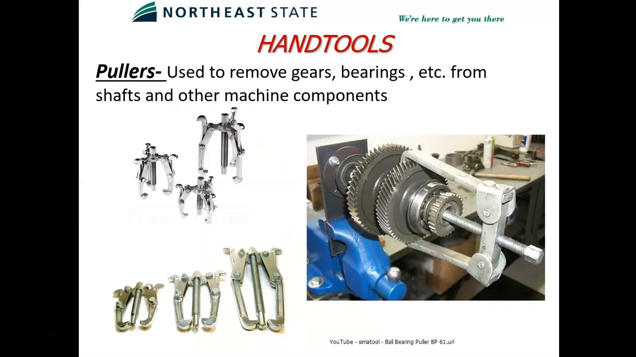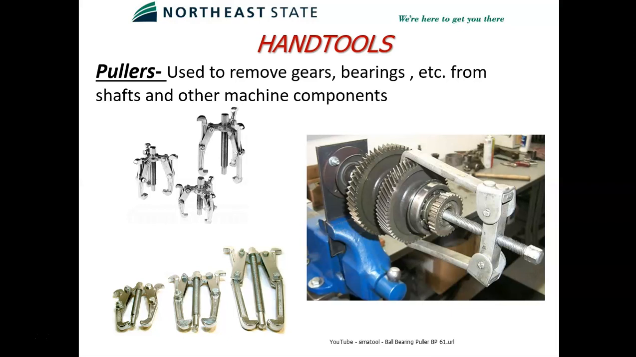Pullers. So we've got 3-jaw and 2-jaw pullers shown in the pictures. There's really no difference in them. The 3-jaw is just going to put the pressure or the load in 3 points across a gear or whatever you're trying to pull, as opposed to 2 points. So you can see the picture on the right. It's mounted up on a gear, the 2-jaw puller.